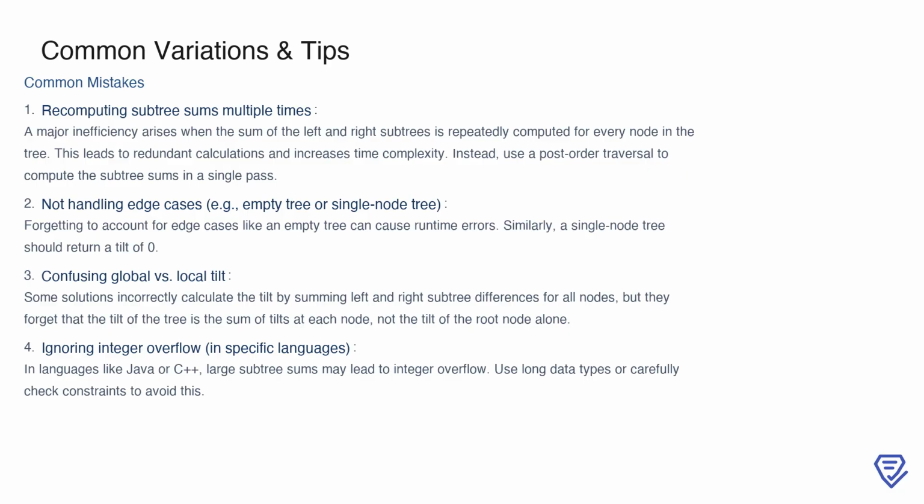Another mistake is neglecting edge cases, such as an empty tree or a tree with only one node. For an empty tree, your solution should handle it gracefully without errors, and for a single node tree, the tilt should always be 0. Additionally, it's important not to confuse the global tilt of the entire tree with the tilt of the root node. The tilt of the tree is actually the sum of tilts at all nodes, not just the root. Lastly, in languages like Java or C++, be mindful of integer overflow when working with large subtree sums. Using a data type with higher capacity, such as long, or carefully checking constraints can help prevent overflow issues.